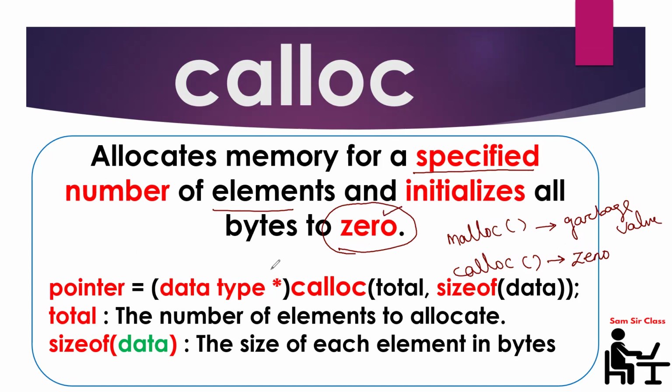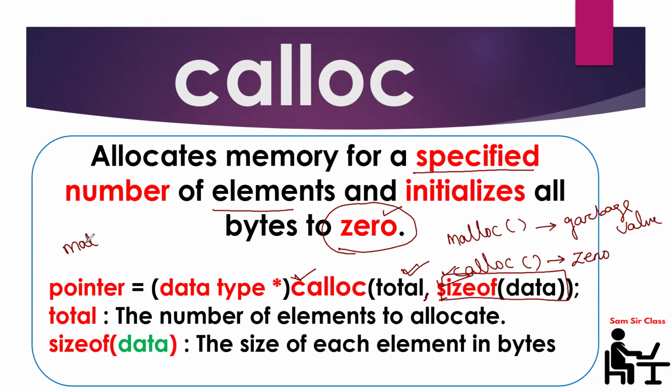Now there is a basic difference between the syntax of malloc and calloc. In place of malloc, you have to write calloc. Here, a single argument is written, that is total into size of data in malloc, but in calloc, you have to provide a comma. That means two different arguments you have to pass in calloc. The total is the total number of elements you want to allocate memory for, and size of data means for every block, what is the amount of memory you want to allocate. It's not about size of data. You can allocate less than that also in calloc.